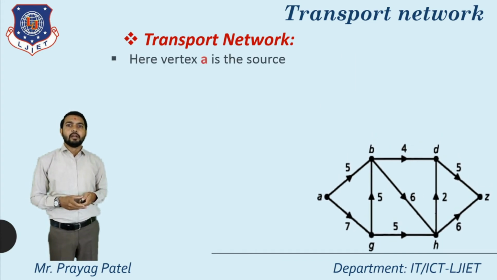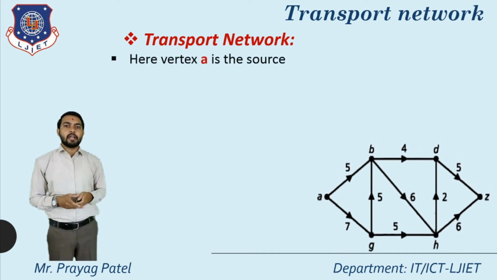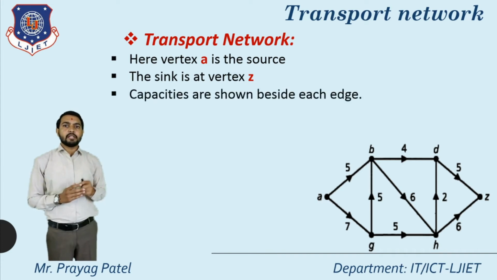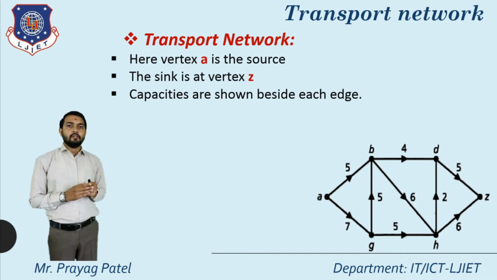Now after that, in the transport network in this figure, A is considered as your source node. Now what is the sink? Node Z is considered as the sink node. Now capacities are shown beside each edge. So here we can say that from A to B the value is 5. That means the capacity of the edge A to B equals 5. They can transfer water or any liquid at a maximum of 5 liters per minute.